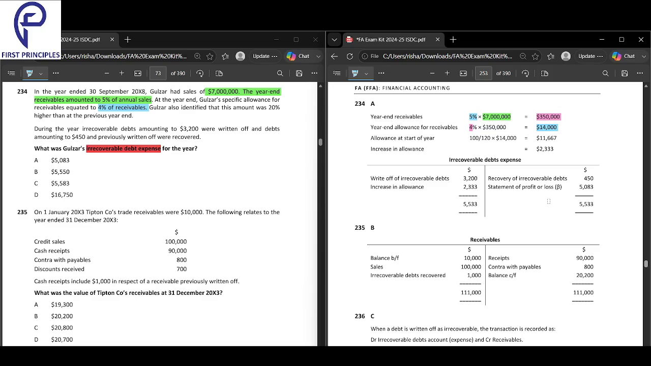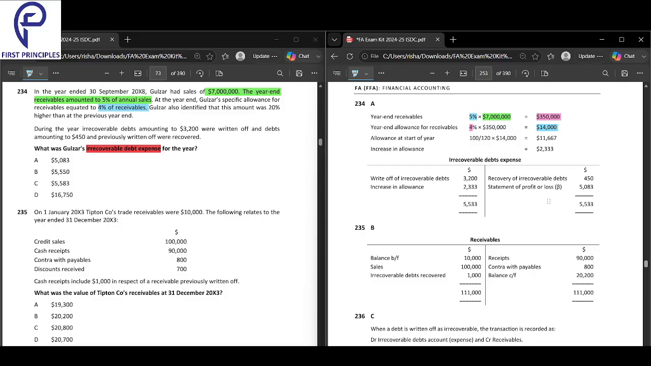And they're telling us it was 20% higher than at the previous year end. So this year's allowance was 14,000, which was 120. What does that mean? It was 14,000, which was 120.